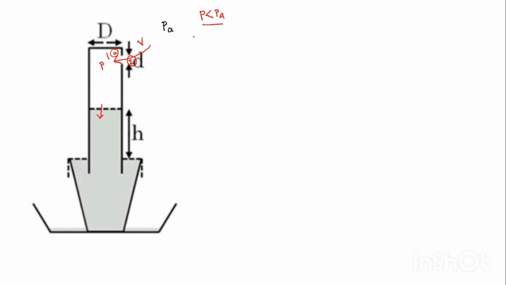So what do you get? P atmosphere minus P inside is half rho air times V square. Capital V is the velocity of the air rushing in through the small hole. So this is the first equation from Bernoulli's equation in the air.